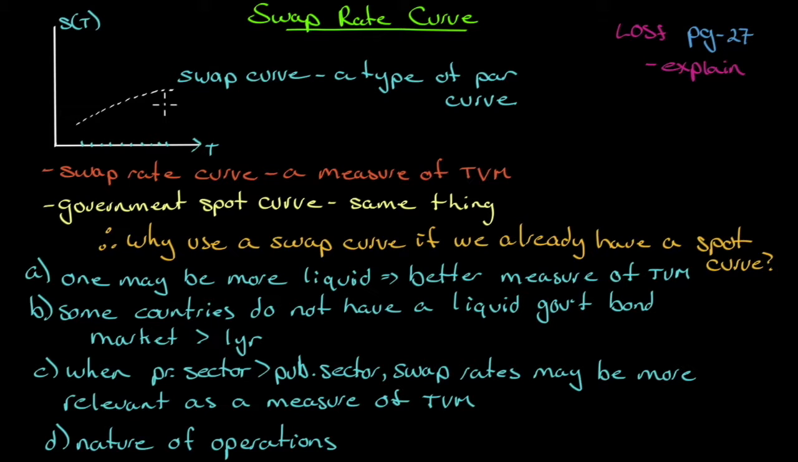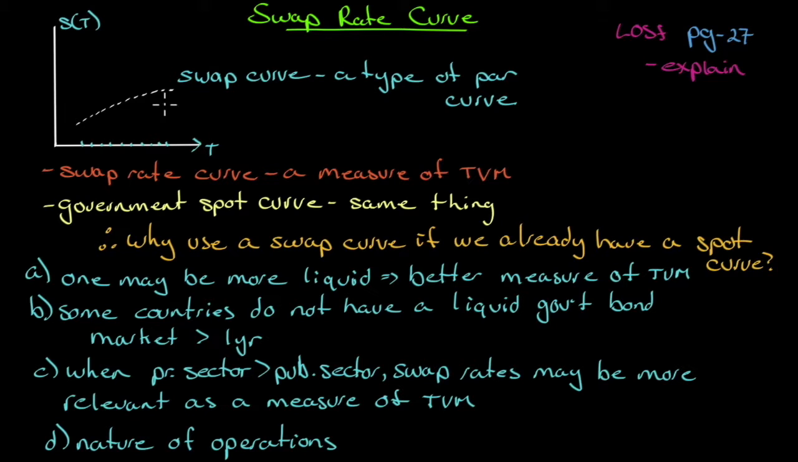One may be more liquid, and the more liquid one is a better measure of the time value of money. For the U.S., they're both just as liquid, but that's not necessarily true in all markets. So you want the more liquid one because frequent transactions will lead to more efficient pricing. If certain parts of the curve are not that liquid, you'll get inefficient pricing and a poor reflection of the time value of money.